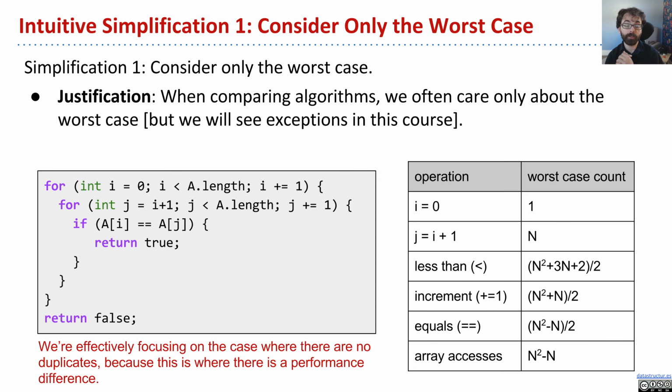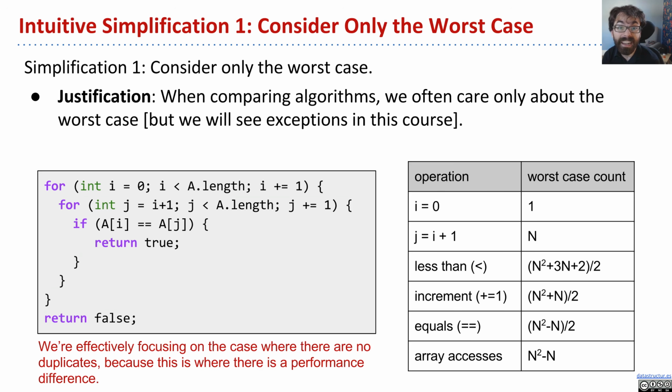So dupe1 and dupe2, for example, have almost the exact same runtime on an array of all duplicates, but then when there are no duplicates, the difference is vast. Now there'll be counterexamples. For example, when we talk about quicksort later, there we'll care more about the typical case than the worst case, but often it's the worst case we care about.